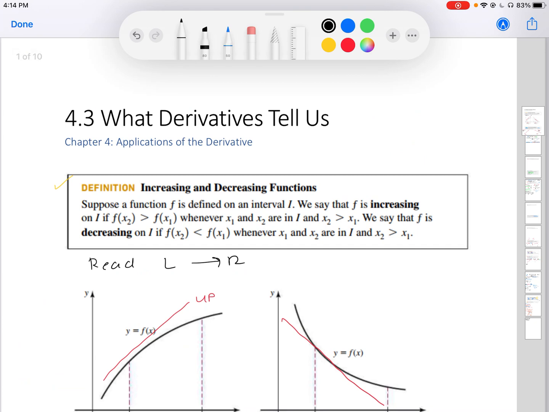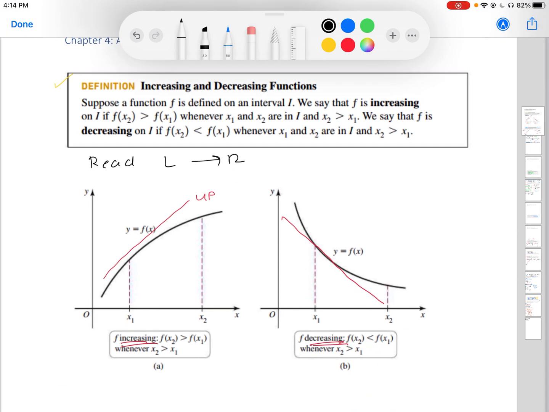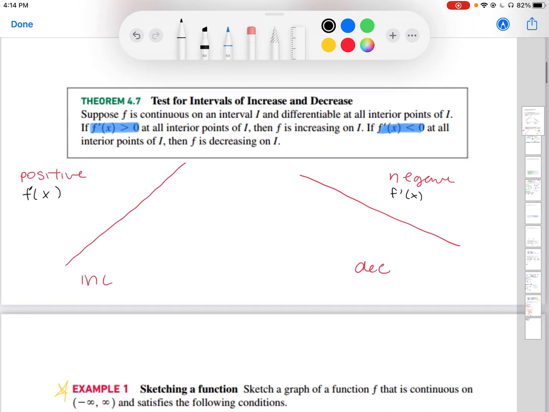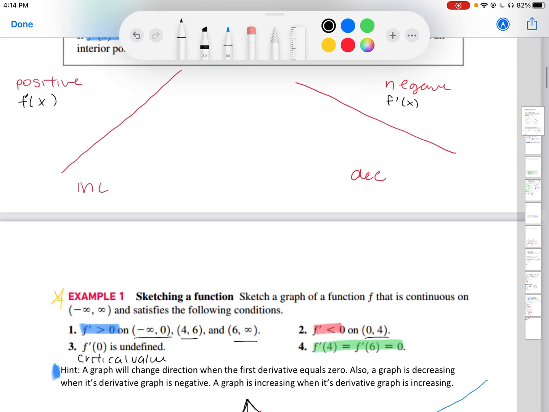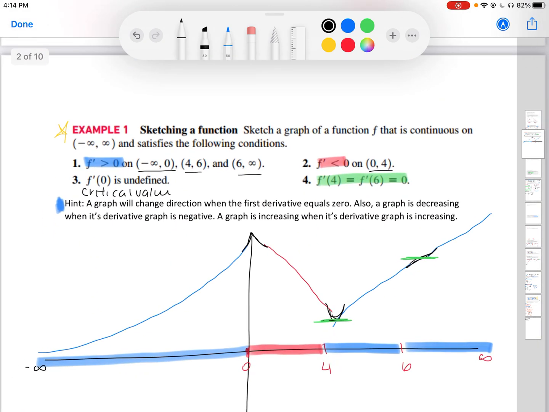So let's quickly run over it again. We can see when a function is increasing or decreasing, so going up or down from left to right, based on our first derivative. Our first derivative tells us when our graph is going up or down at certain points. Now, these cutoff points are found when our derivative is equal to 0. Those are called critical points.